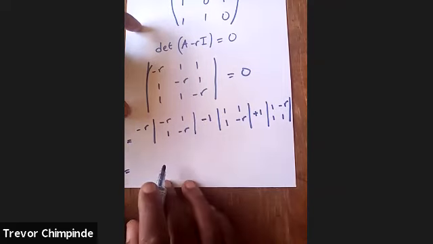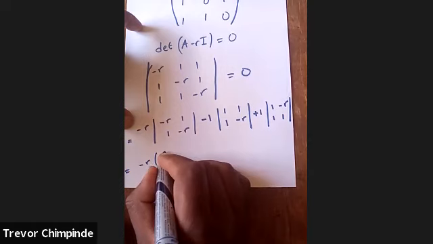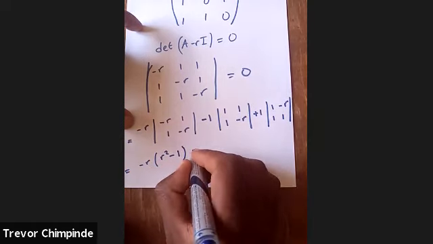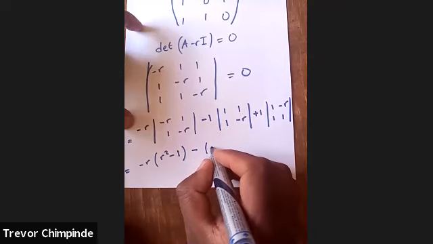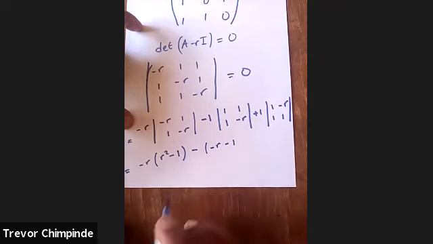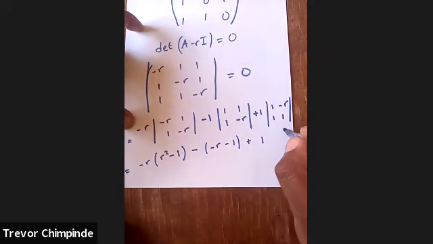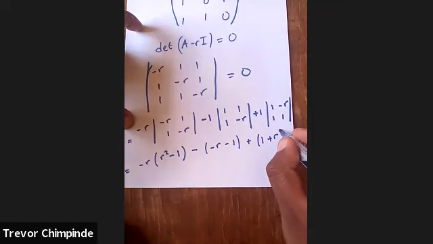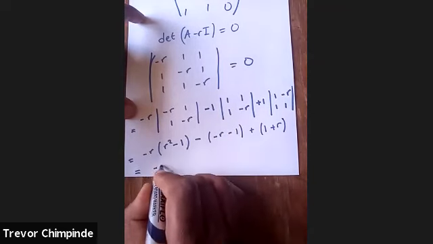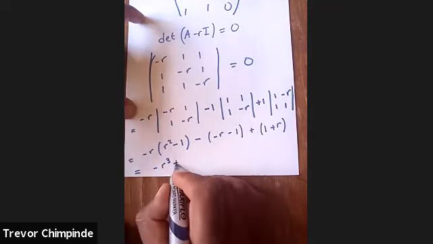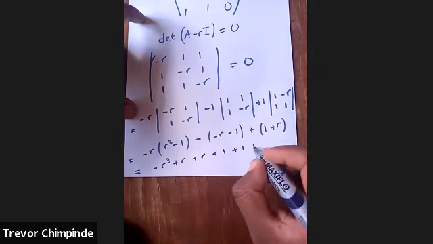So simplifying, this is minus R times the 2 by 2, which is R squared minus 1, minus 1 times minus R is minus R, so it will be minus R minus 1 again, then plus 1 plus R. Opening the bracket, we have minus R cubed, then plus R, then plus R, plus 1, then plus 1 plus R.